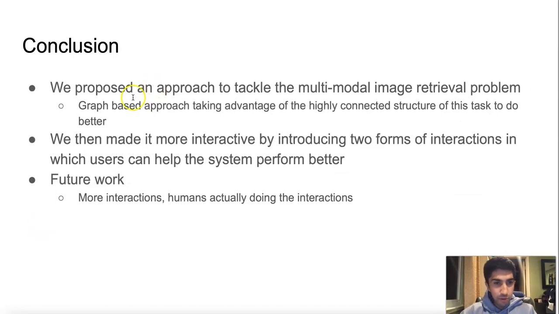In conclusion, in this work, we proposed an approach to tackle the multimodal image retrieval problem. This was a graph-based approach. We then made it more interactive by introducing 2 forms of interactions in which the user can help the system perform better. In future, we want to have more interactions and also have humans actually do them.